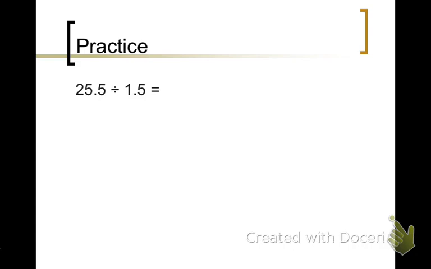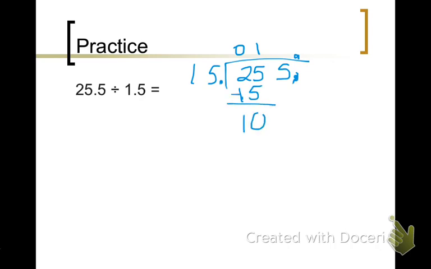All right, the next one, 25.5 divided by 1.5. Okay, so again, moving my decimal 1 hop to the right in both of my numbers because that's all I needed to make my outside number a whole number. And then I bring it up to the roof of my division house, and then I can go ahead and divide like normal. 15 into 2 does not work. 15 into 25 will go in one time. So I subtract 15 here, and I have 10 left over.